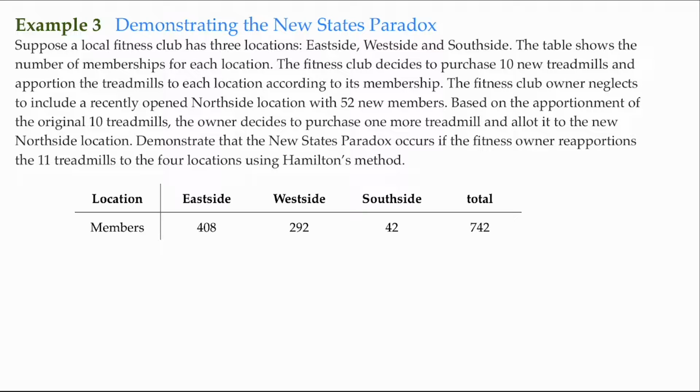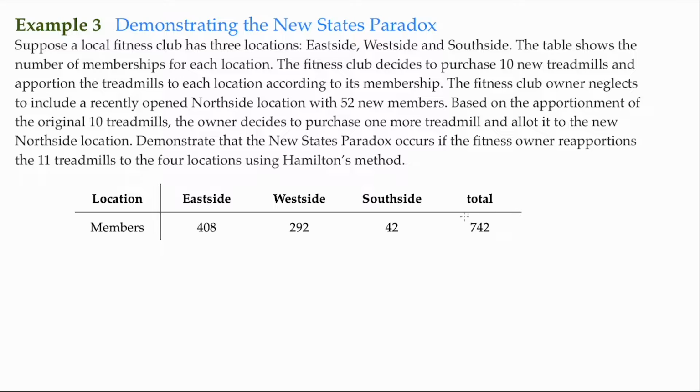Based on the apportionment of the original 10 treadmills, the owner decides to purchase 1 more treadmill and allot it to the new North Side location. Demonstrate that the new states paradox occurs if the fitness owner reapportions the 11 treadmills to the 4 locations using Hamilton's method. So of course, the first thing we're going to do is determine the standard divisor.